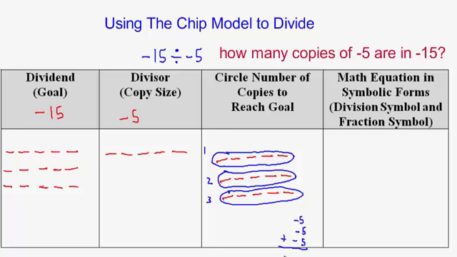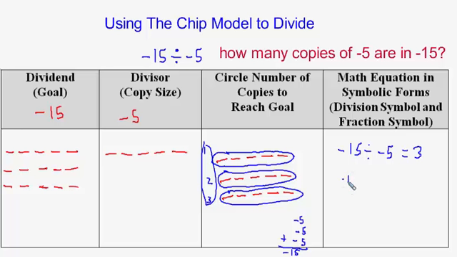So you can think of division as repeated addition. How many times would I have to add negative 5 to get negative 15? And the answer is you'd have to add negative 5 once, twice, three times to get to negative 15. So as a math equation, you could say that negative 15 divided by negative 5 is equal to 3 because it took 3 copies to make negative 15.